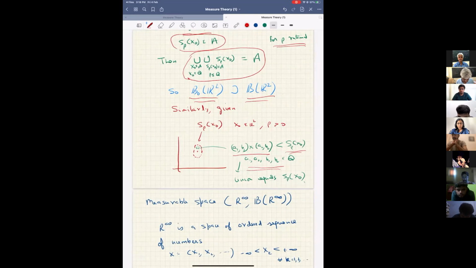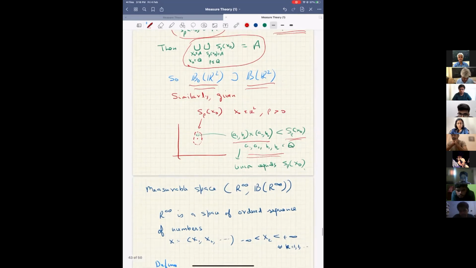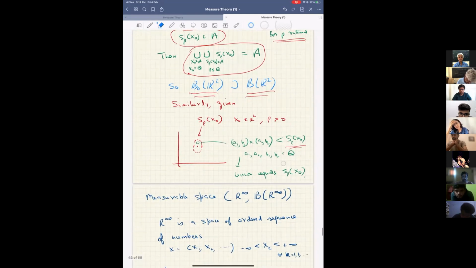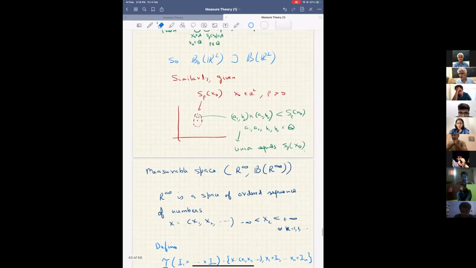So I take a union over all A1, A2, B1, B2 with this property, and that's going to be equal to S(rho, x0). So then I'm done basically, right? Yeah, it is quite nice how everything comes together. Okay, so now we move on.